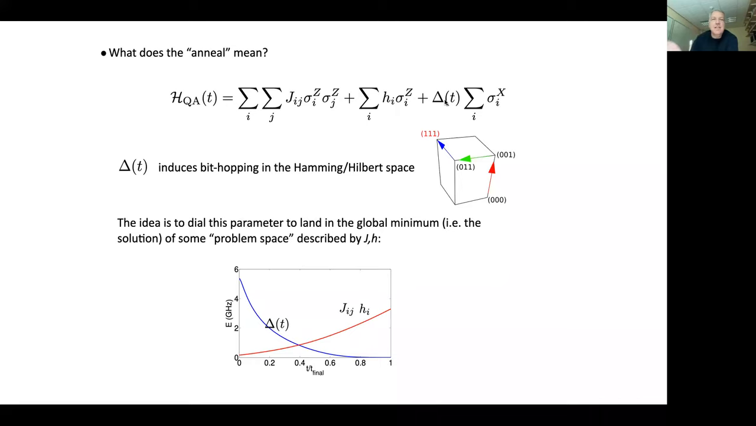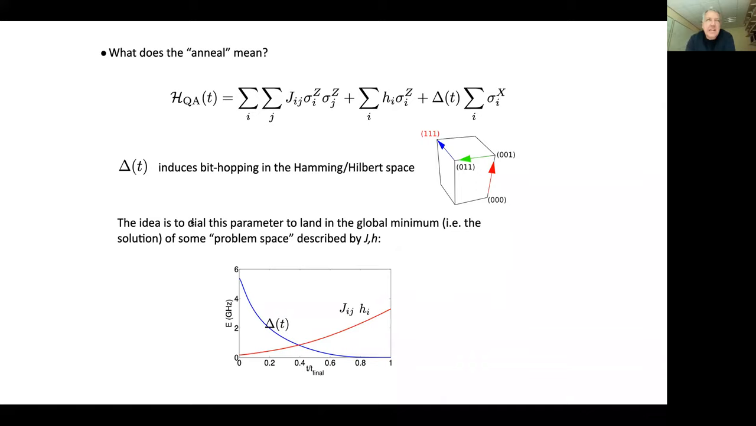The sigma Zs are fixed. All the sigma Zs would not change very much. And what induces them to change, to hop around, is the delta, so turning on the sigma X. So that's physically what happens.